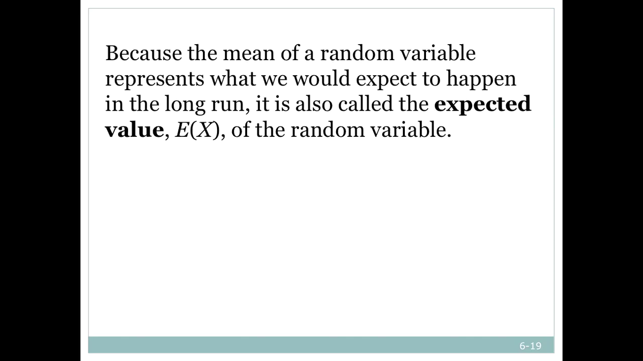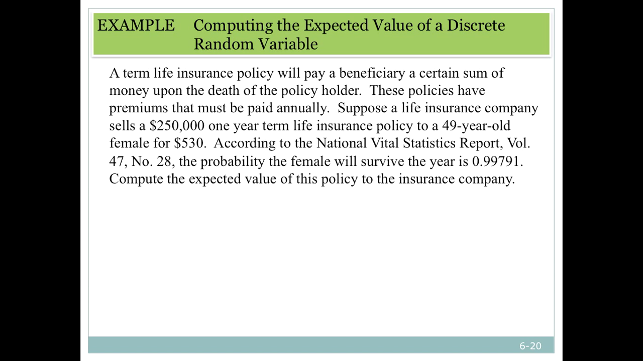So the mean of a random variable represents what we would expect to have happen in the long run. Another word for this is expected value. You might have heard of expected value before. Basically, it's going to be the exact same thing as the mean. So we're going to look at an example here.